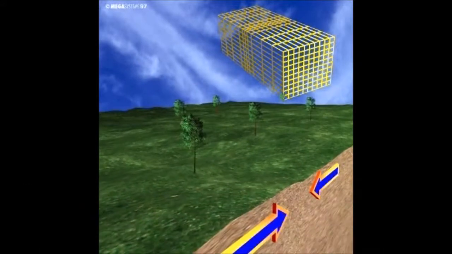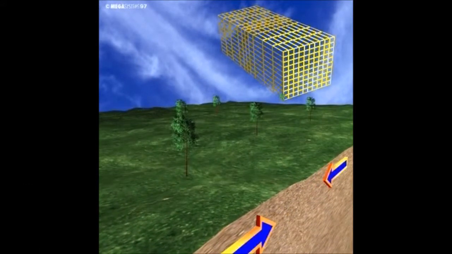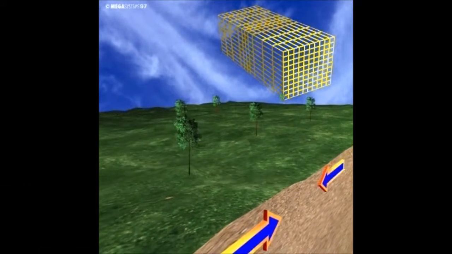Earthquakes cause horizontal and vertical shock waves. The initial primary waves strain the rock they penetrate.